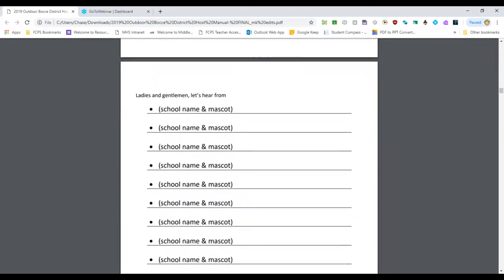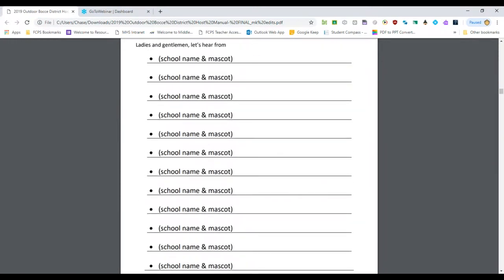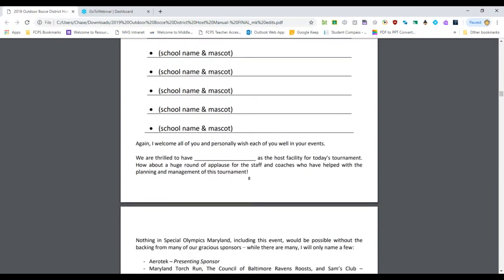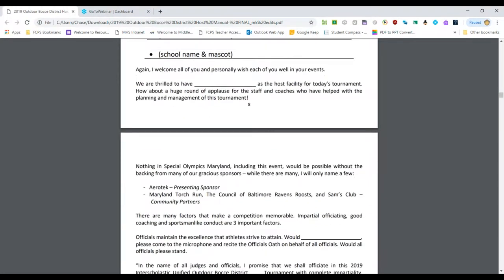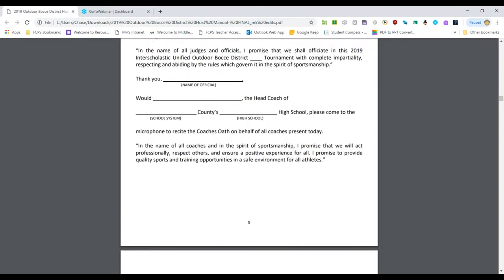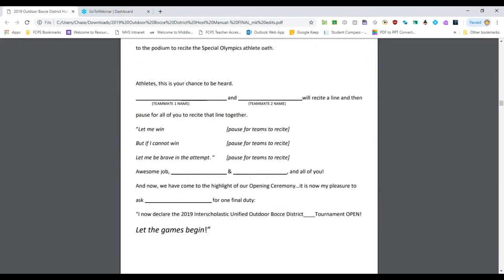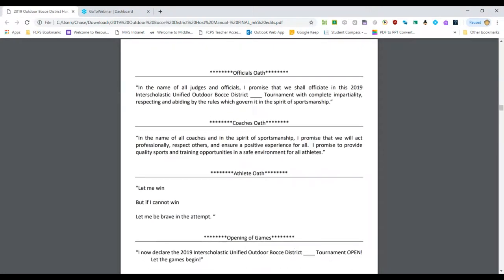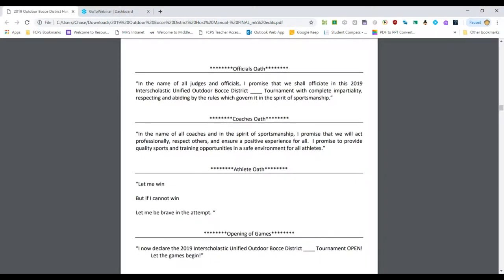So that goes on. For your schools and mascots here, you want to list your teams and your schools and mascots, and allow a little time in between saying each one to give the schools a chance to cheer for themselves and for each other. Going forward, this is your script here. We'll go through that. Here are your different oaths. Be sure you fill in your district numbers here for your officials' oath. And then for your opening game statement, you want to fill in your district number, okay?